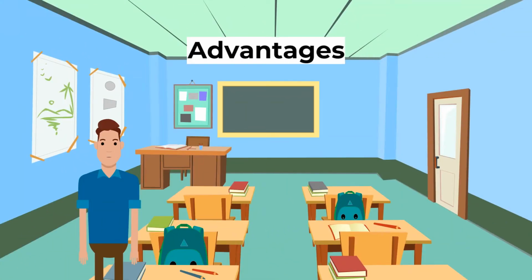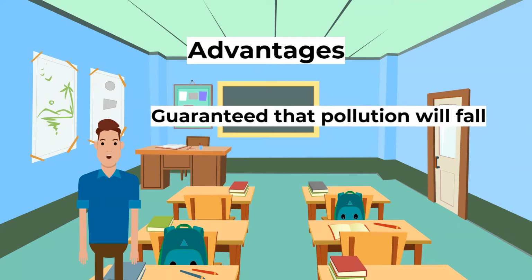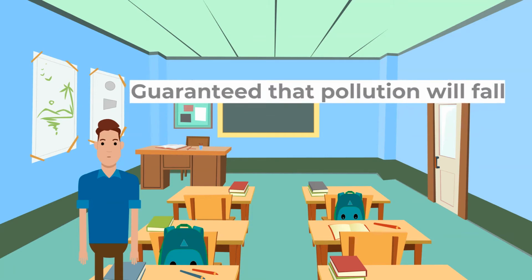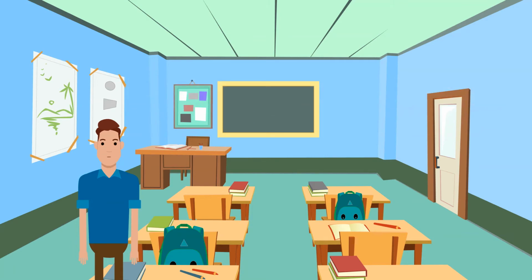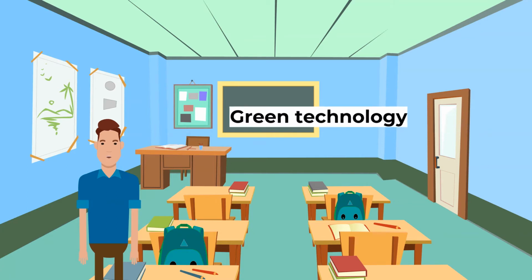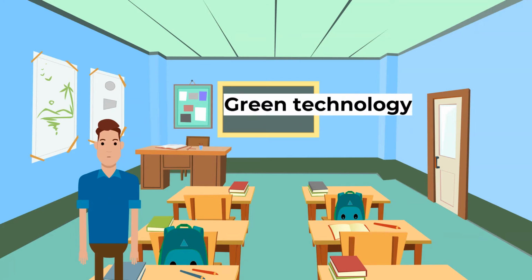First, the advantages. 1. Since the government caps the number of permits, it is guaranteed that pollution will fall to the targets set by the government. This will maximize social welfare. 2. The government can raise revenue by selling permits and by fining firms who exceed their pollution limit. 3. This encourages companies to use and invest in green technology.